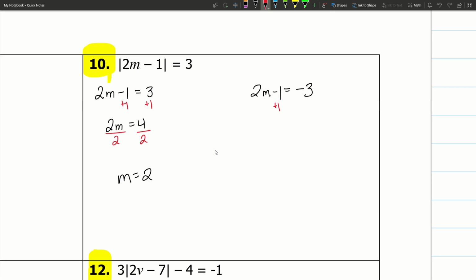We still add 1 away, but negative 3 plus 1 is negative 2. We still divide by 2 on both sides. And negative 2 divided by positive 2 is actually going to give us negative 1. So we have 2 answers.